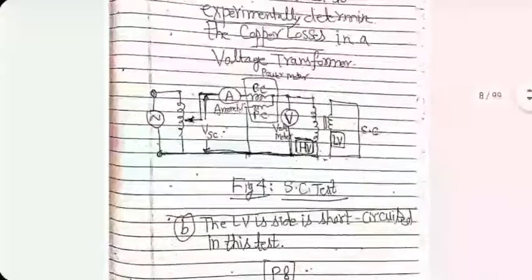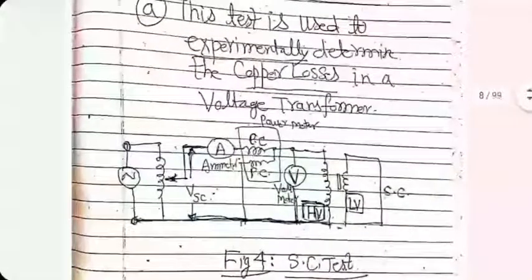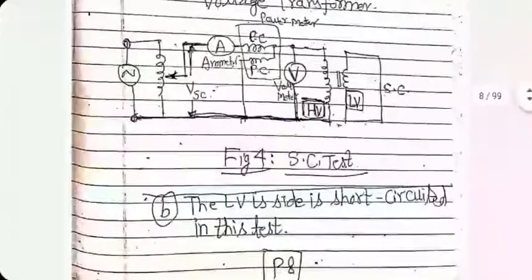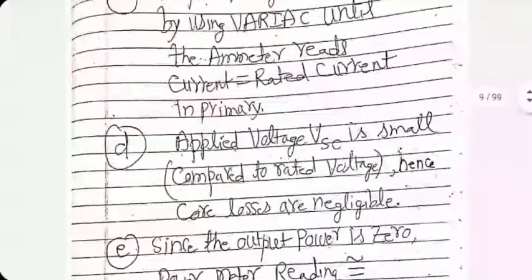A short circuit is a dangerous thing. You have to realize that. That's why we are doing it only on the LV side. And we don't want to supply too much VSC because that may burn the transformer. You got to be very careful in the short circuit test. That's why we keep a variac in the game so that we can carefully control the input voltage. You will not apply too much VSC to get the test done.